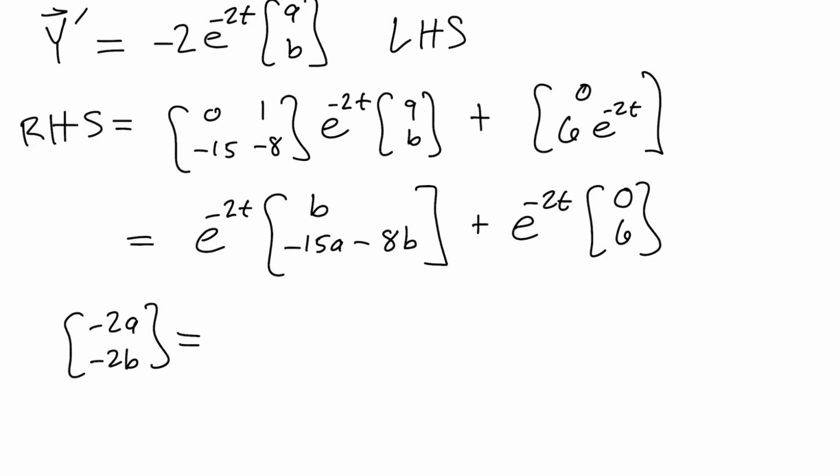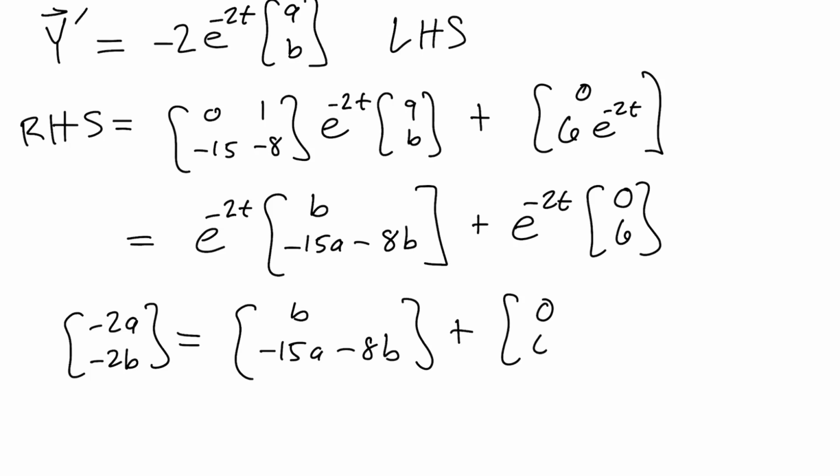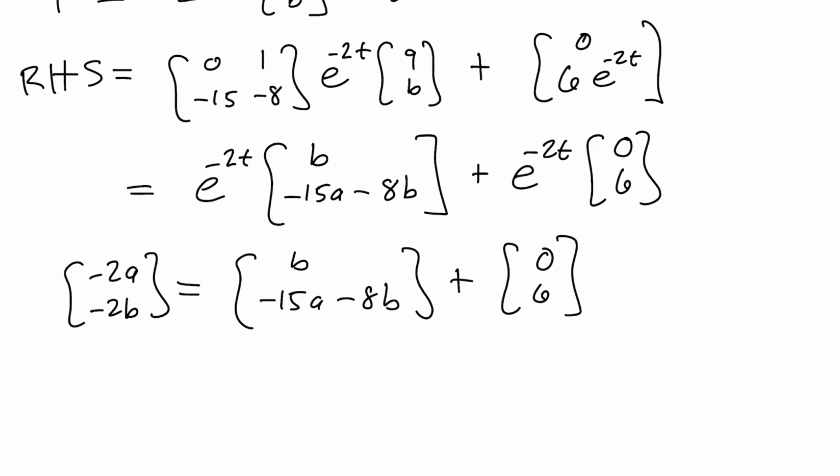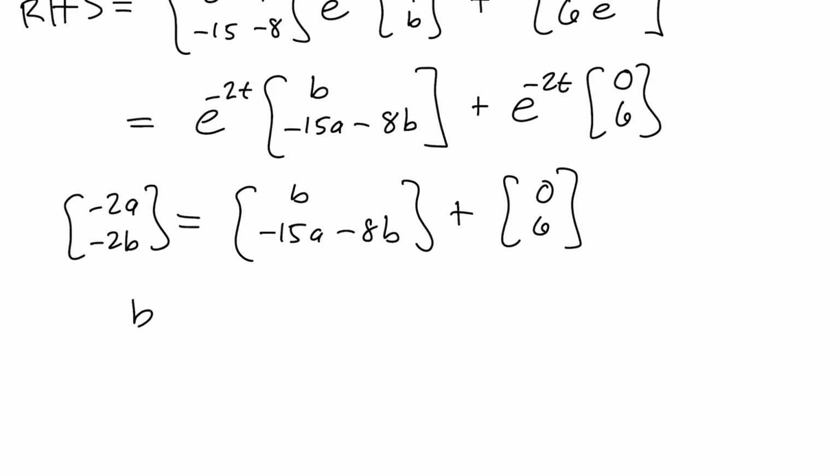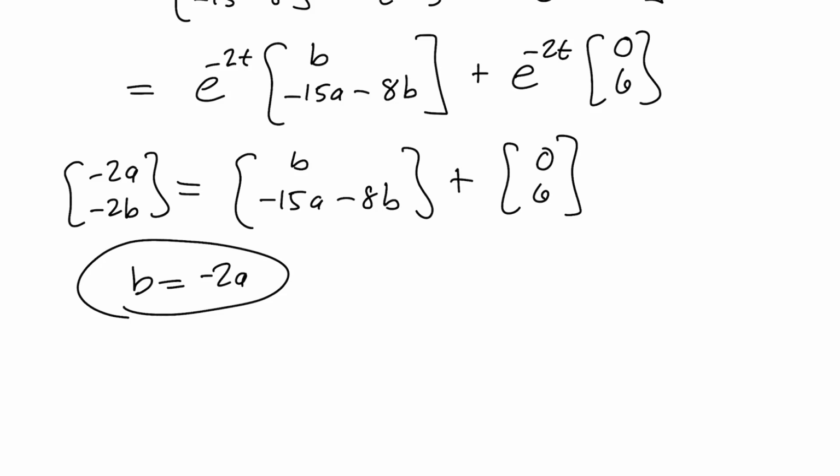The right-hand side is b, negative 15a minus 8b plus 6. And this is somewhat convenient because b equals negative 2a is the top row, so we know what b is. And so I'm going to substitute that into the bottom row. On the left-hand side, I will get negative 2 times b, which I just noticed was negative 2a. So that's equal to 4a.